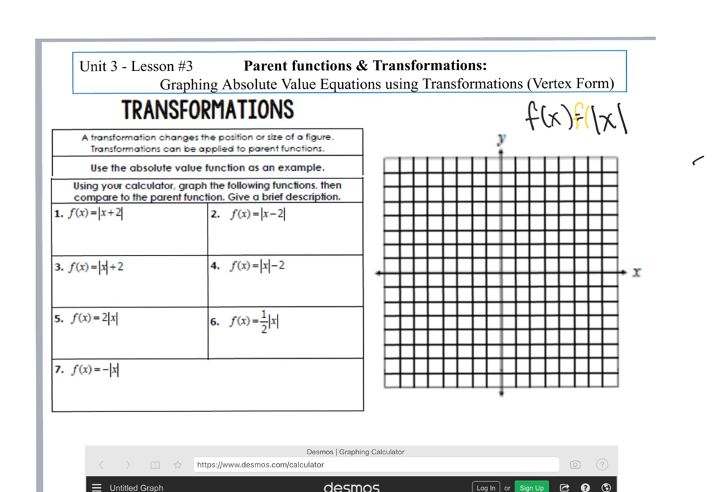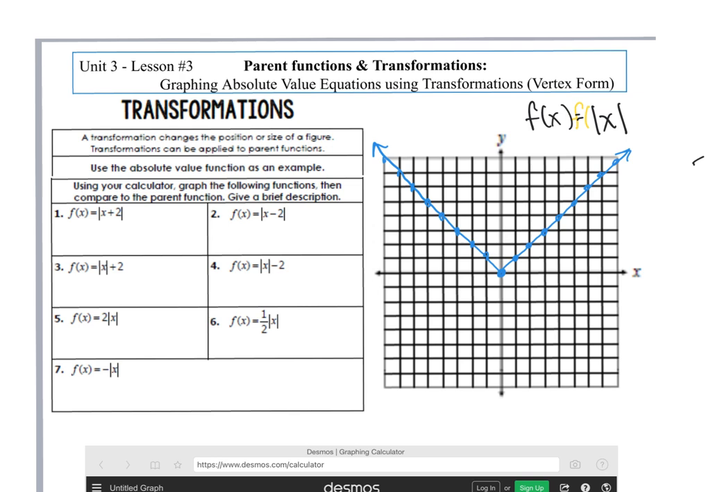When we graph this parent function, it has a vertex that is at the origin and increases by 1 over 1 on either side. Basically, it has a slope of 1. So it's a nice V that's increasing, but with the same slope on either side. It's symmetrical. It is wonderful. Okay, so this is our parent function. And I'm going to leave this parent function in blue.